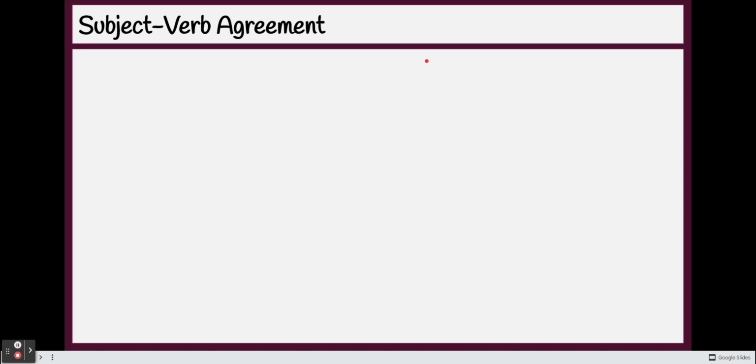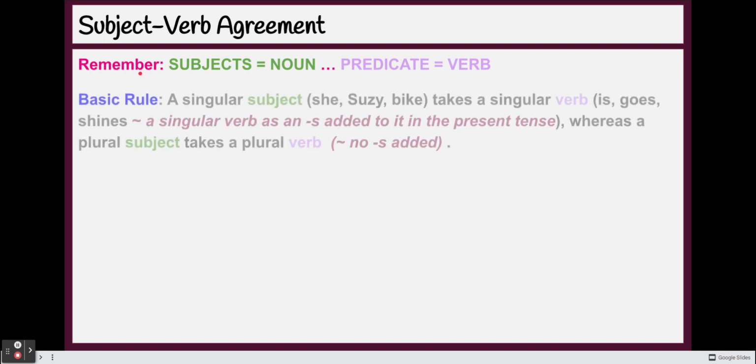So in the last video, in the last mug, we talked about subjects as the noun or who or what our sentence is about. The predicate is the verb that the subject is carrying out. So here's the basic rule to subject-verb agreement. When we have a singular subject, we are to use a singular verb. A singular verb is the one that has an S added to it in the present tense. A plural subject takes a plural verb, and these might make a little more sense in context.